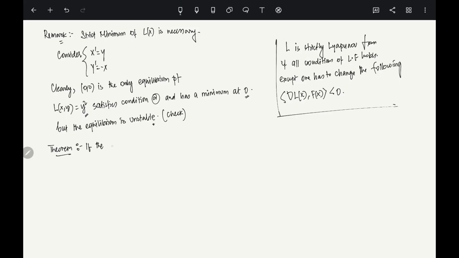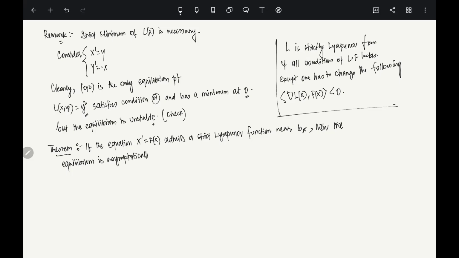Now the theorem says that if the equation x prime equals f of x admits a strict Lyapunov function near b star, you can actually guess what is going to happen, then the equilibrium is asymptotically stable. Just the existence of a Lyapunov function guarantees that it is stable. The existence of a strict Lyapunov function guarantees that it is asymptotically stable. Okay, so let's look at the proof.